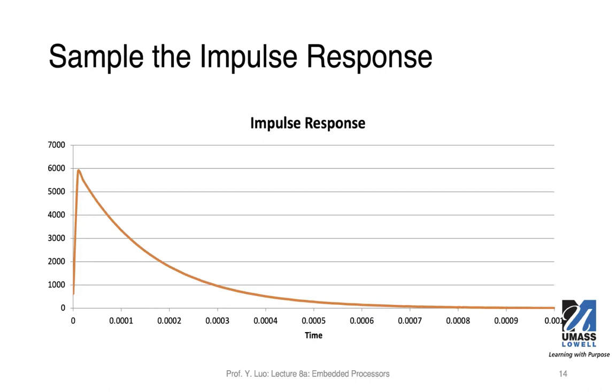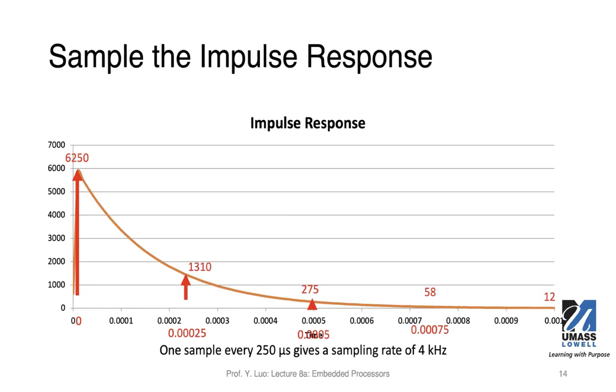One way we can do is we'll do some samples. As you can see, even though we know that this original impulse response function is a continuous function, here we only sample a few points. And we chose to use this 250 microsecond as a sampling period. That gives us a sampling rate of 4 kilohertz.